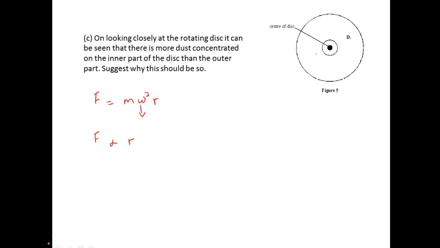And so the fact that we have more dust particles concentrated in the centre tells us that the friction or electrostatic force must be great enough at that point in order to keep the particles where they are, because the force is large enough. However, the further away we are from the centre, the larger the force needs to be, and so obviously the force being provided by the friction is insufficient.